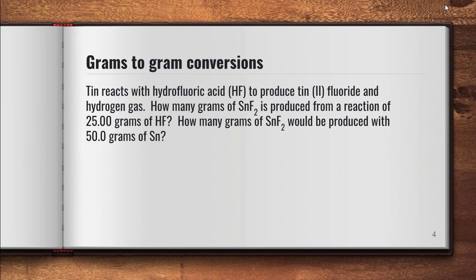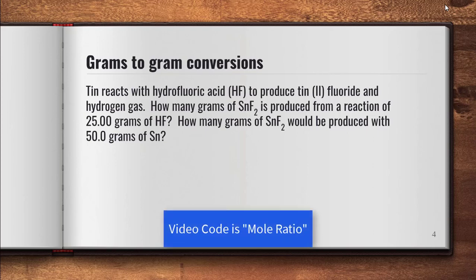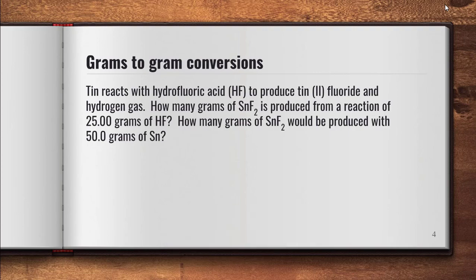So the process is still the same. The only difference is that now we are starting with grams and we are ending with grams. So when we go through and do these problems, there's just going to be one added step. We start with grams. We're going to convert to moles. We're going to use the mole ratio to get to moles of what we're looking for at the end. And then we're going to use that information to convert back into the grams of the product that we're looking for. So let's dive into this practice problem.